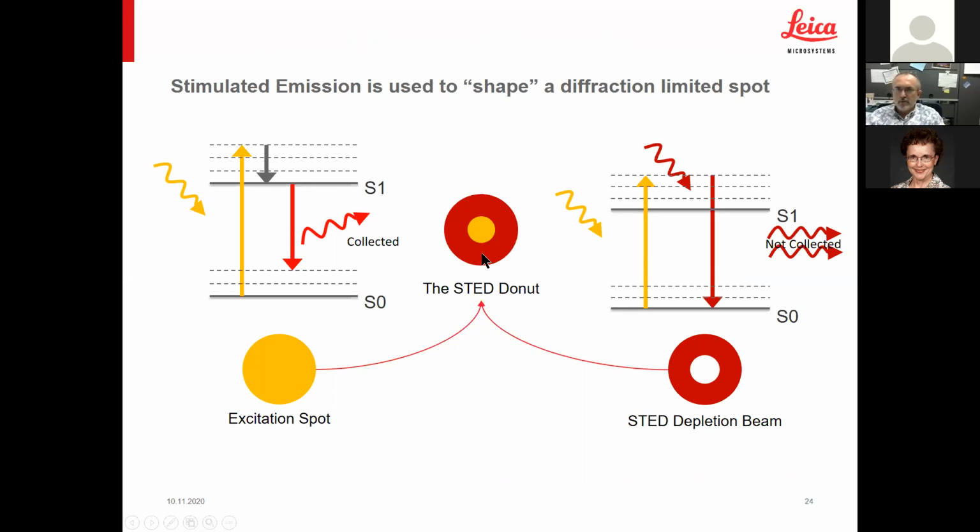I remember in one of those first super resolution demos about 10 years ago, I brought some slides with me, went to Houston, and we were able to almost take one image before it bleached. Since then, a lot has improved in detectors and in the technology as well.